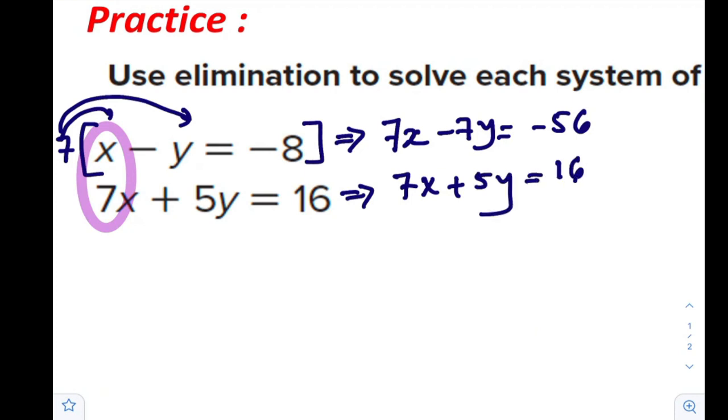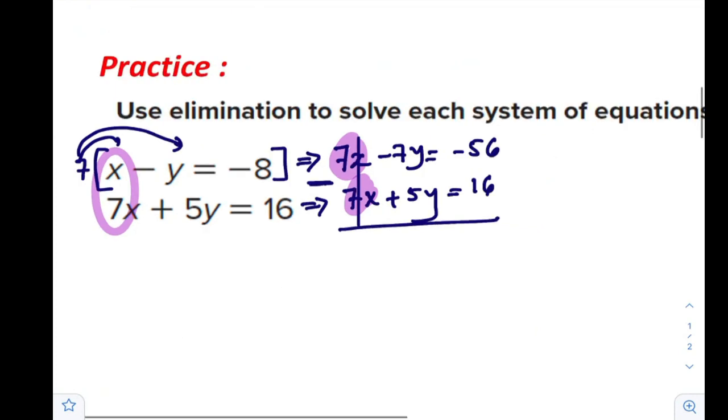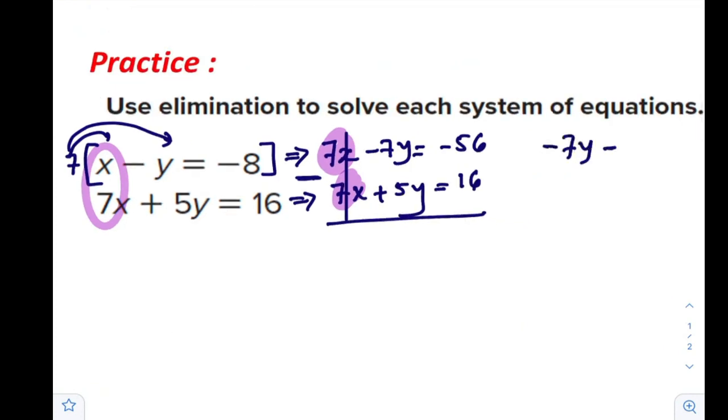In this case, we have exactly the same variable with the same coefficient, exactly the same term. So we can subtract, and you subtract each term. With this, we will cancel or eliminate the x. Then be careful when you subtract. We have up negative 7y, then minus, down we have 5y. It will be negative 12y. Then we have negative 56 minus 16, so 56 plus 16, it will be negative 72.